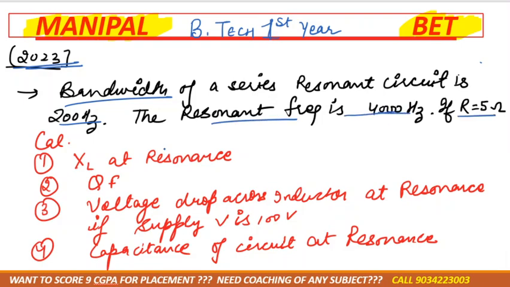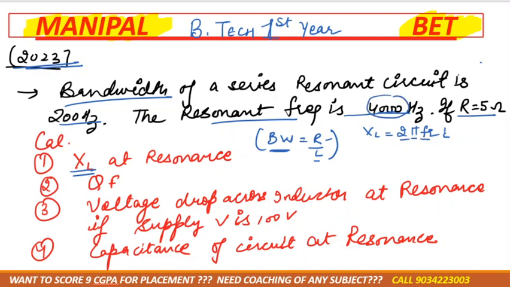resonant frequency is given, 4000, and R is given. First you need to calculate XL, right? So you know the bandwidth formula, bandwidth is equal to R by L, right? Bandwidth you know, R you know. Can you get L? So if you'll get L, then XL is equal to 2 pi FRL. You know, pi you know, FR is resonant frequency is given, L calculate it, then we'll get XL, right?